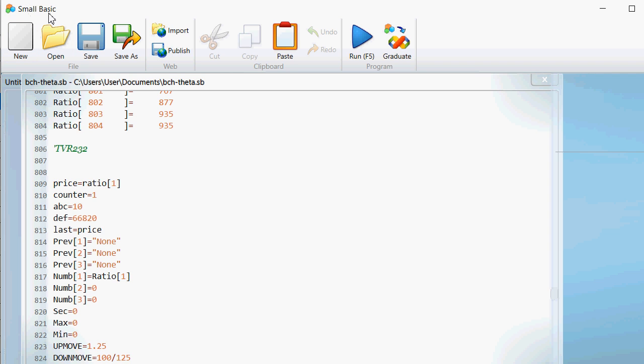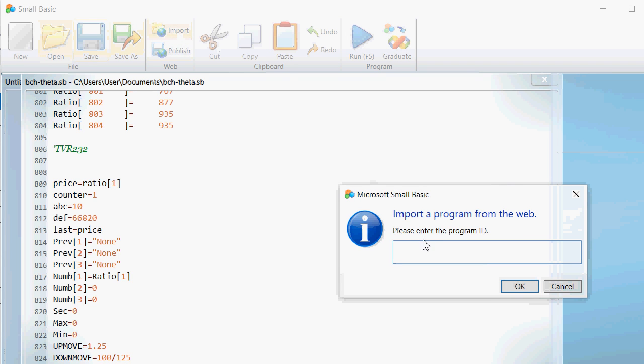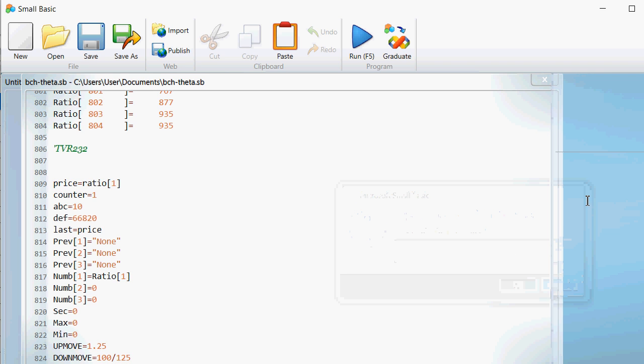You can download it. Just search Small Basic, download it, and when you get this program, you're going to want to go to Import and put a program ID. This says TVR, television radio, and the numbers 232. You get this exact code, thus be able to play the game.